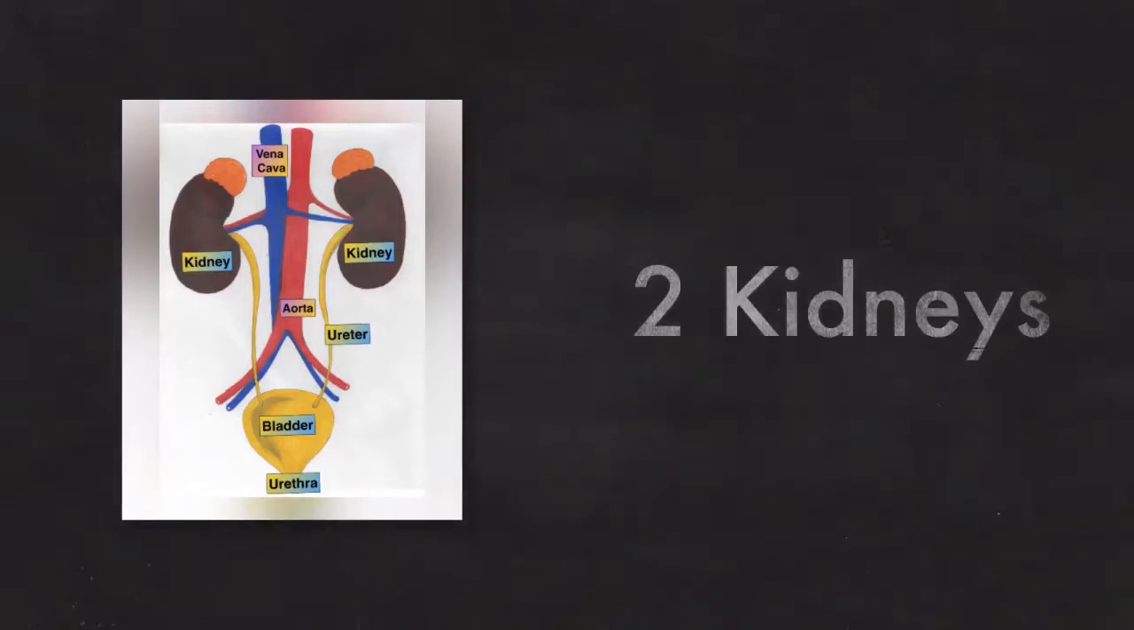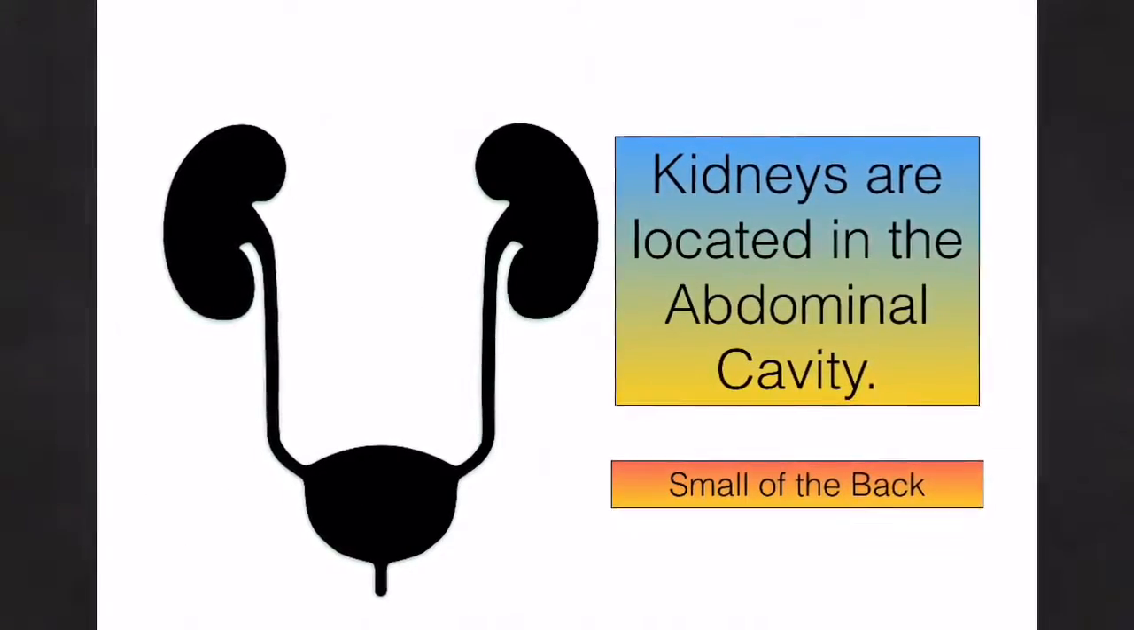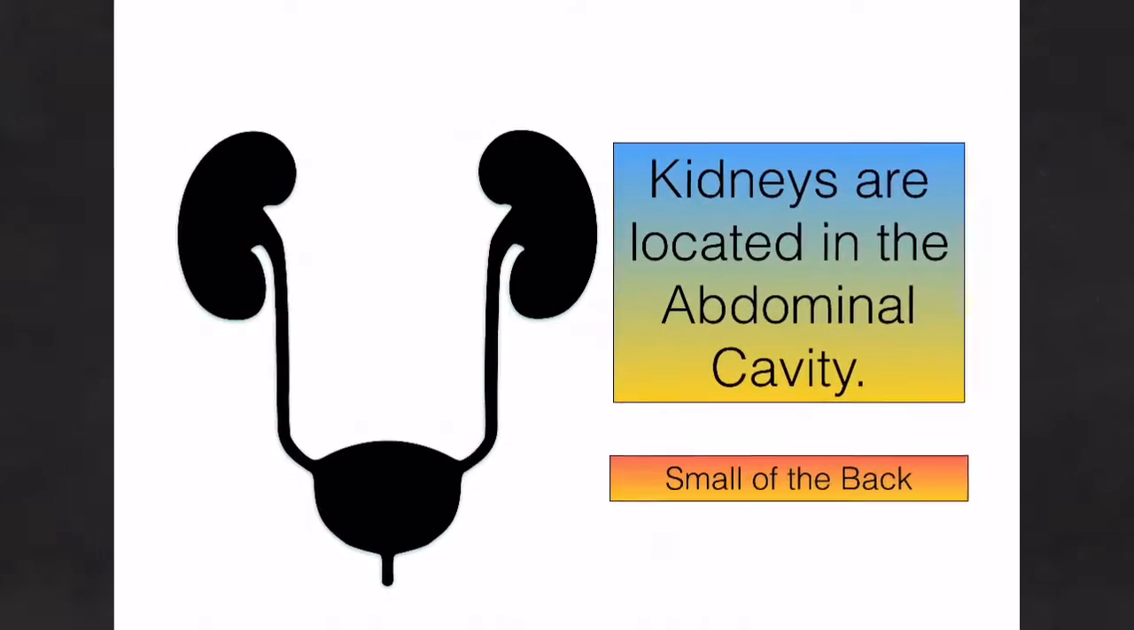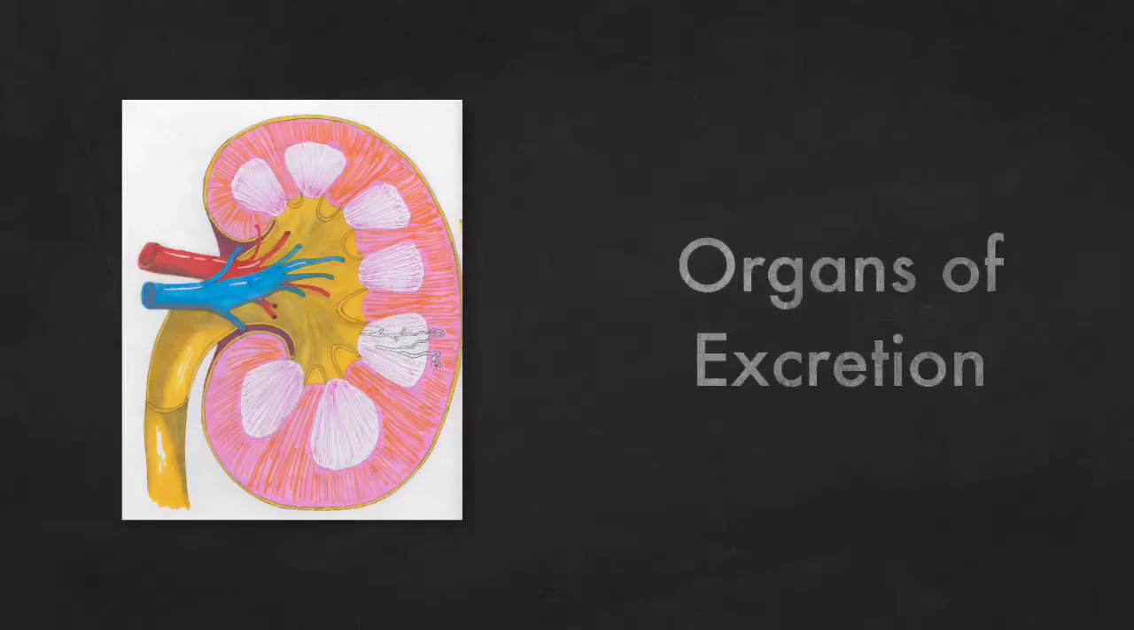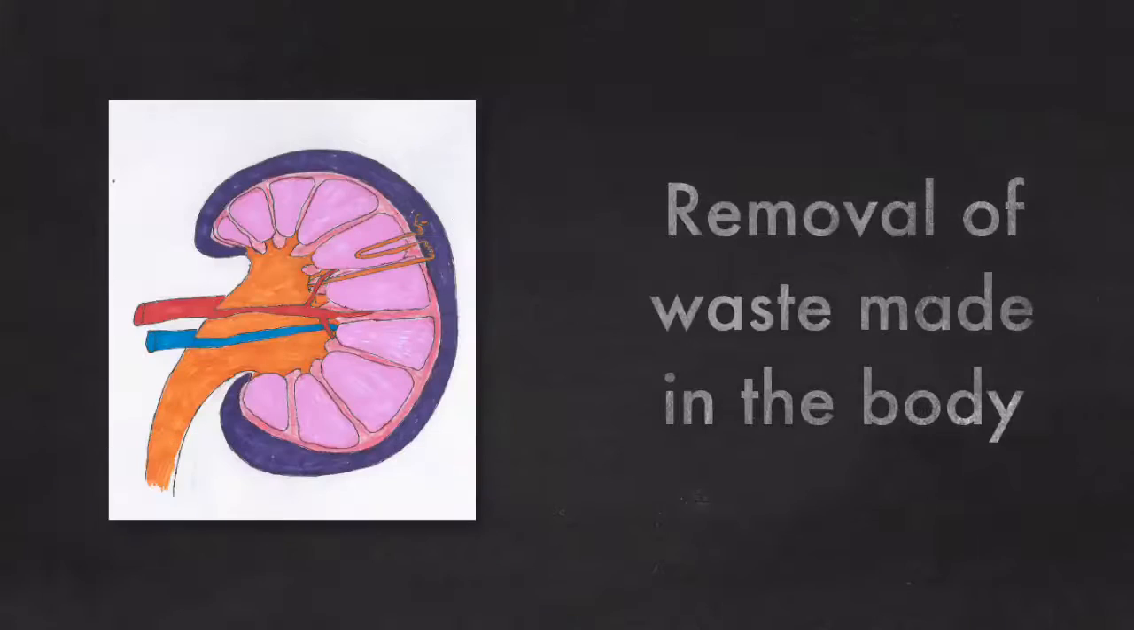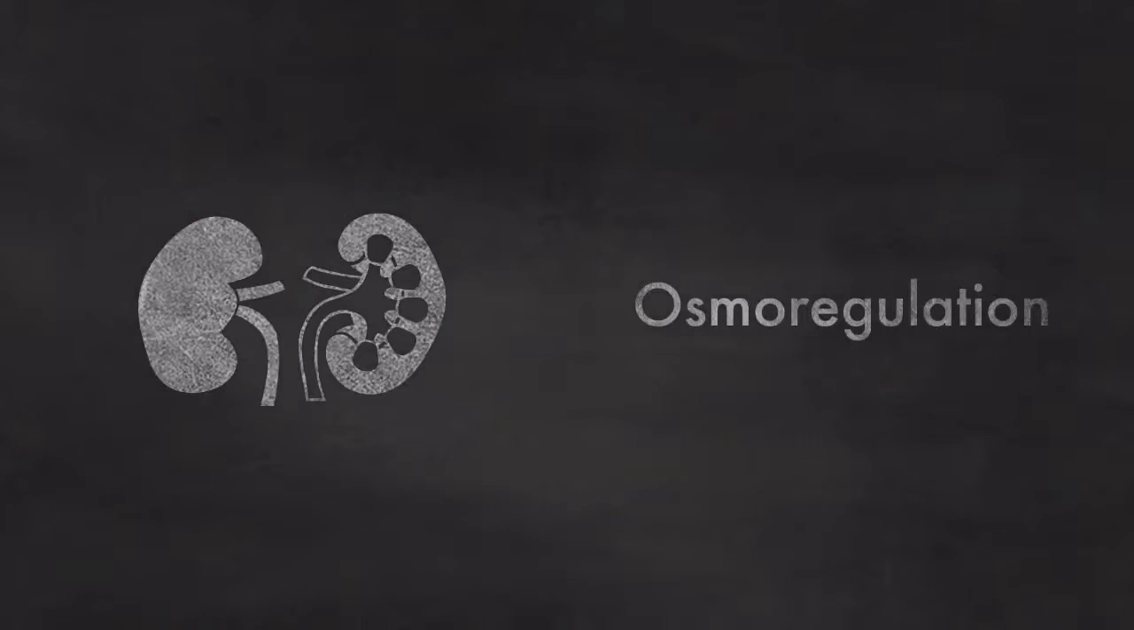There are 2 kidneys. Your kidneys are located in the abdominal cavity, so if you're asked for their location, just say the abdominal cavity. The kidneys are organs of excretion, so they're involved in the removal of metabolic waste which was made as a result of your chemical reactions, so it was made in the body. The kidneys are also involved in osmoregulation. This is controlling the water content of the body.